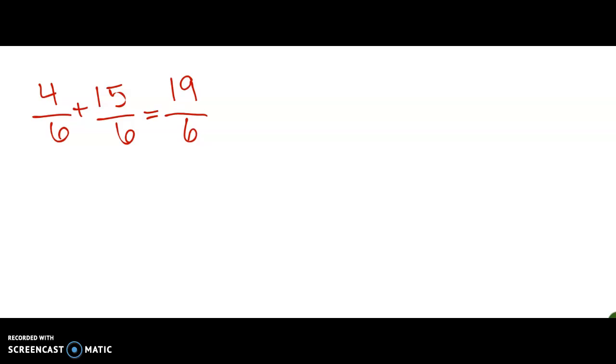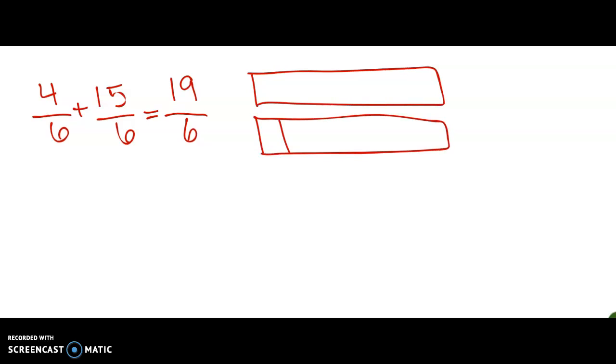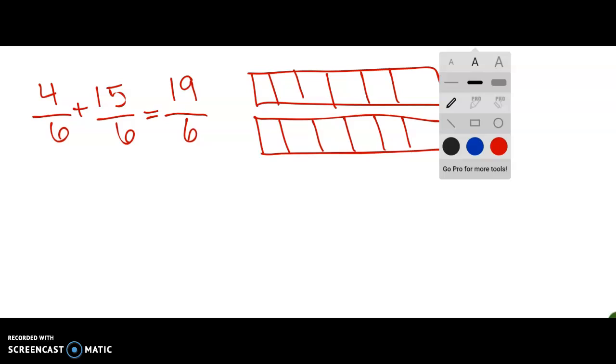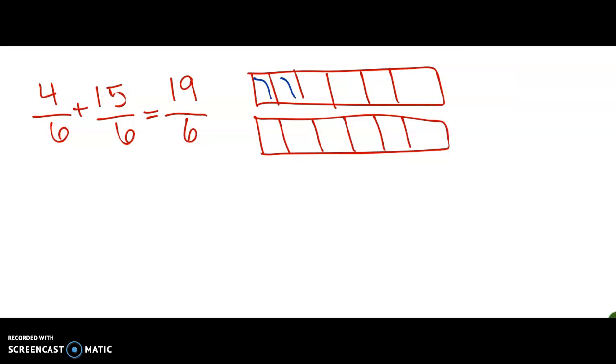If we have 19/6, we're going to go ahead and draw our two shapes because we always start with drawing two shapes. And then we're going to color them in. So if we have 6 pieces, and we're coloring in our 19 pieces. So we have 1, 2, 3, 4, 5, 6, 7, 8, 9, 10, 11, 12.